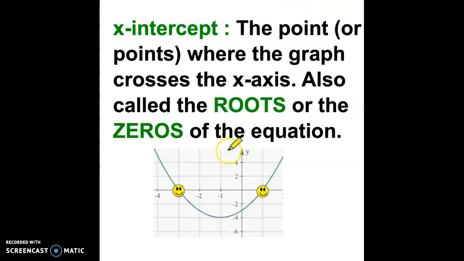So if we look at our example here, remember the x-axis is the one that goes horizontally, the one I have highlighted in green. Goes left to right, horizontal. The two smiley faces on here show us the x-intercepts. Those are the 2 points where the quadratic crosses the x-axis. So those are our x-intercepts.